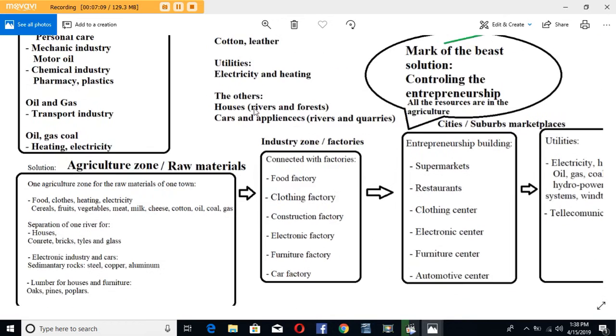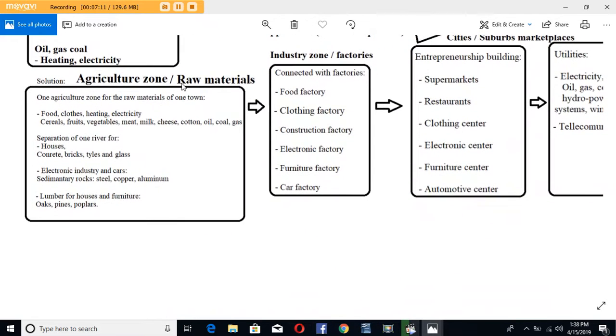Solution for the raw materials: the agriculture zone. One agriculture zone for the raw materials of one town, for food, clothes, heating, electricity. The zone may include cereals, fruits, vegetables, meat, milk, cheese, cotton, oil, gas.